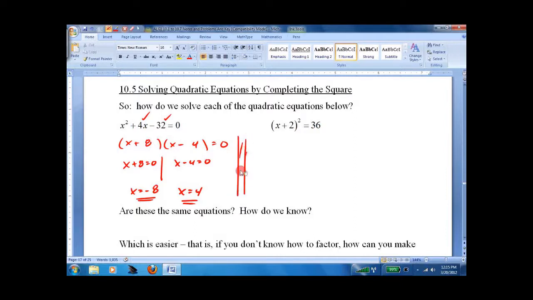So, how would we solve this other one? Well, this one's a little bit easier. Square root of both sides. I get x plus 2 equals plus or minus 6. Break it in 2. X plus 2 equals 6. X plus 2 equals negative 6. X equals 4. X equals negative 8.